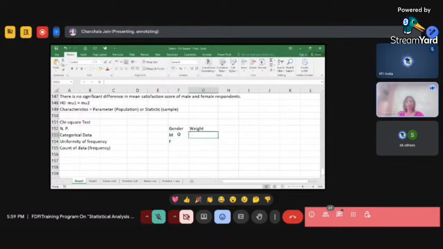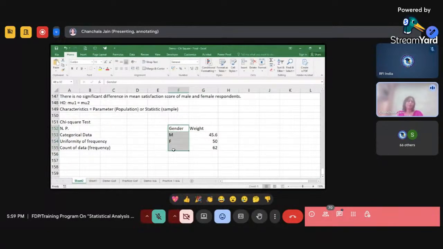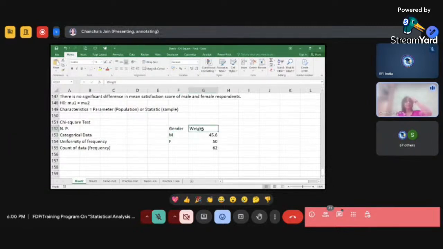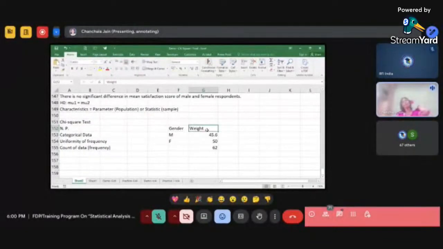But in case of weight, I can have any value. Maybe a person's weight is 45.6, 50, and then maybe 62 or something like that, right? So now you can see gender is a categorical variable or nominal variable, and in that case, I can only take a count, how many male, how many female. But weight is a continuous variable. There I can measure the weight of a person. So gender cannot be measured, but weight is a variable which can be measured by us. Is it clear?